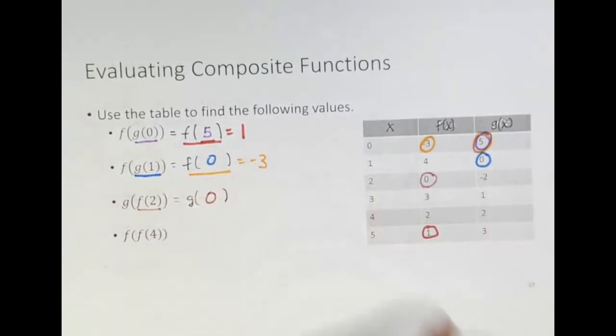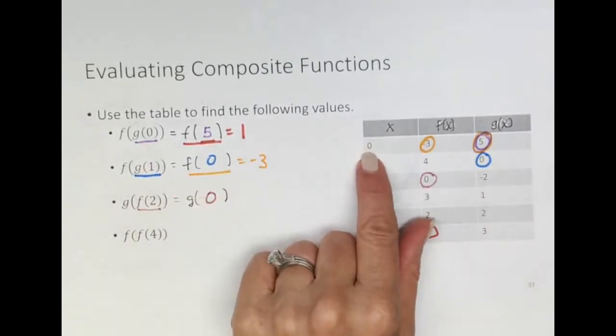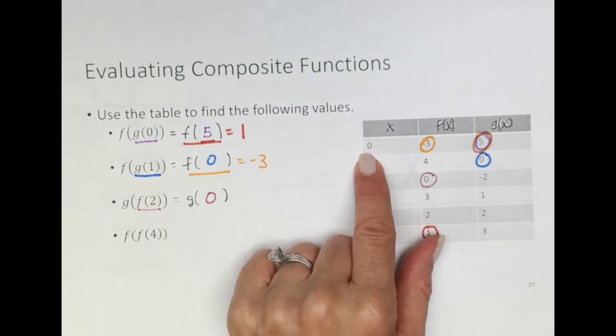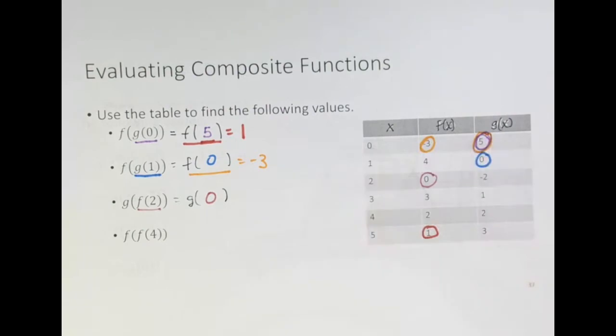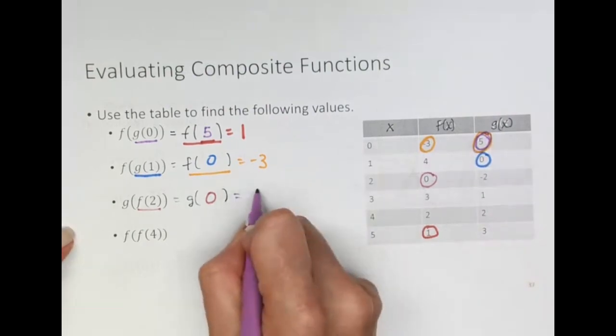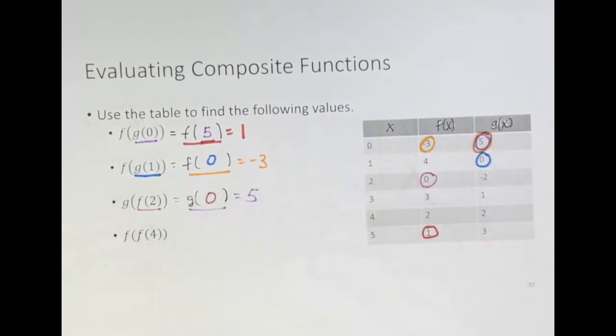All right, and what is g of 0? Well, back up here to the 0 row in the table, and g of 0 is over here at 5. G of 0 is equal to 5. Okay. One more, f of 4.